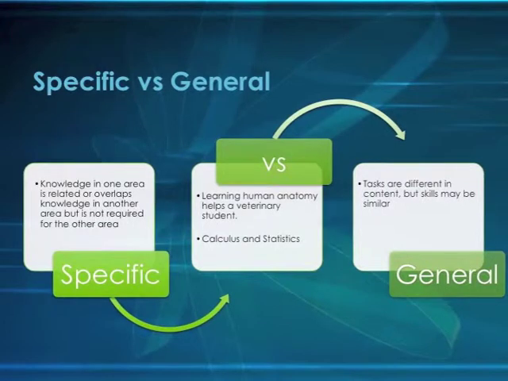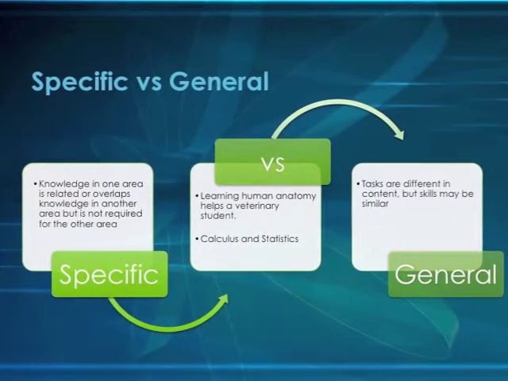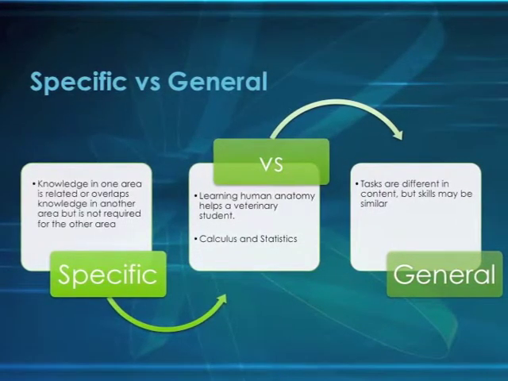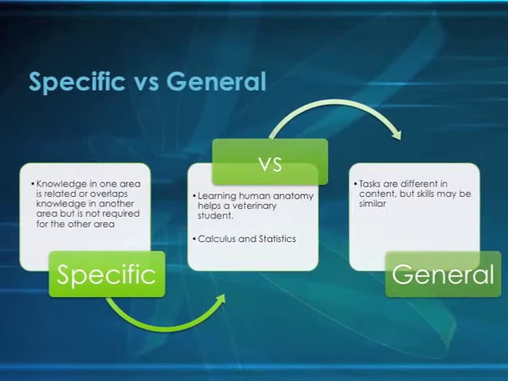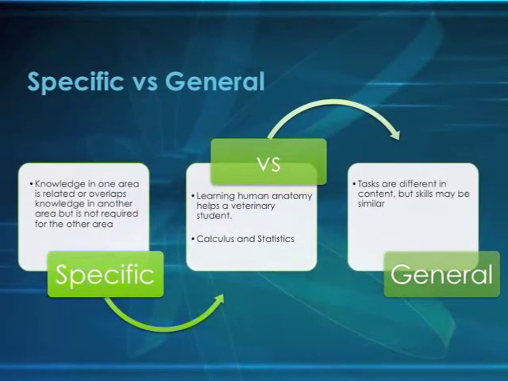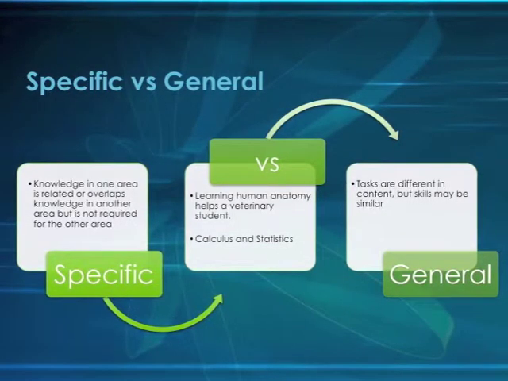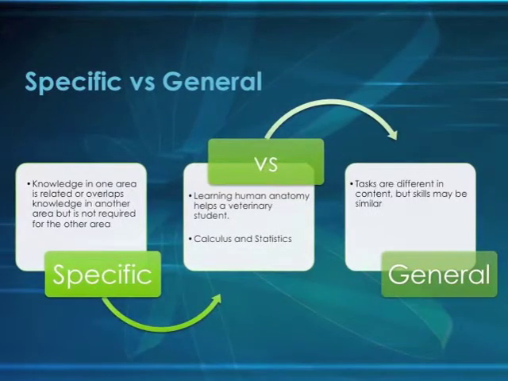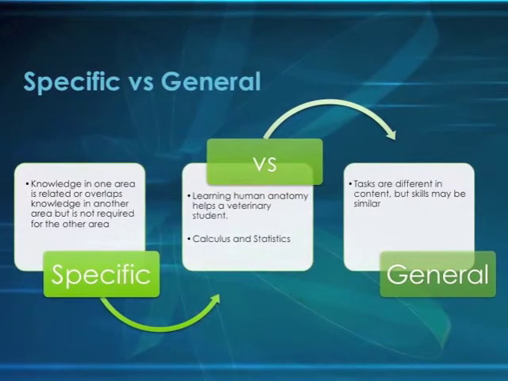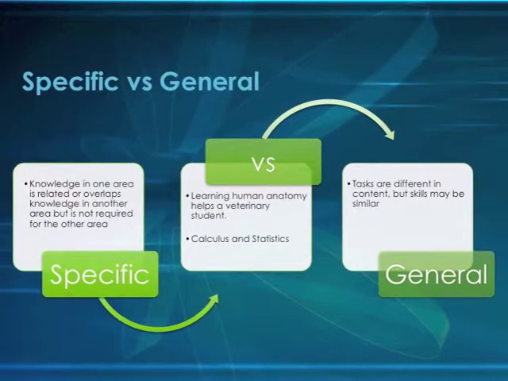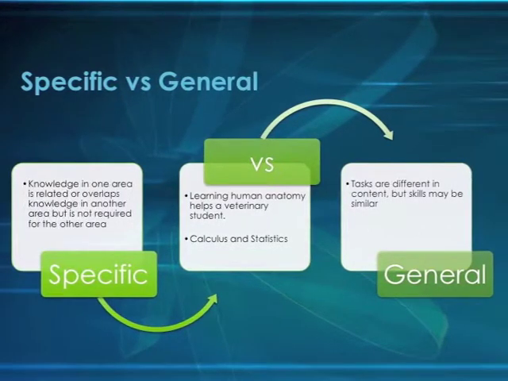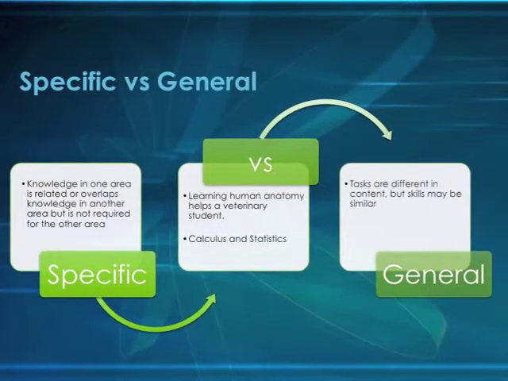Specific transfer, the original learning task and the transfer task overlap in some way. An example would be knowing about human anatomy would help you as a veterinarian. General transfer, the original task and the transfer task are different in both content and structure.